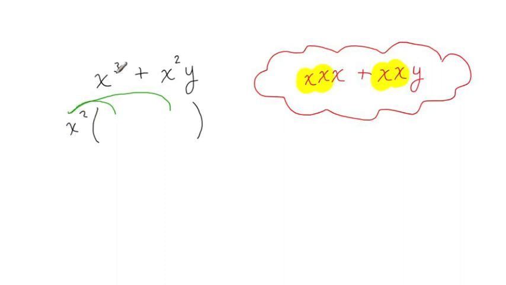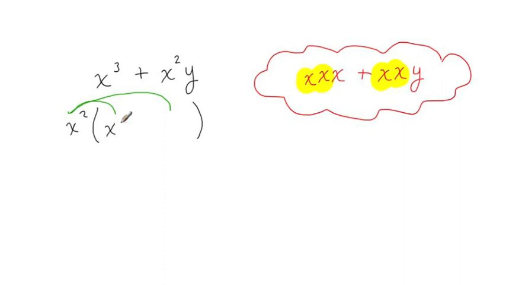X squared times what would give me x cubed? To answer that question, I should use the rule of exponents that states, when multiplying like bases, add the exponents. In order to make this base of x have an exponent of 3 instead of 2, I need to have another base of x so that I can multiply like bases. And I need to be able to add to the exponent. What do I add to 2 to get 3? The correct answer there would be 1. This should be x to the first power.